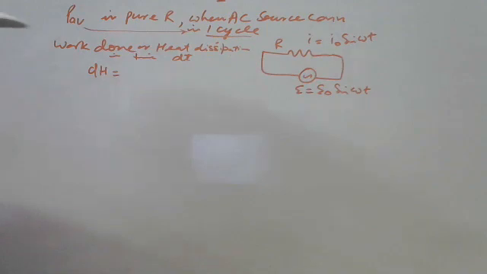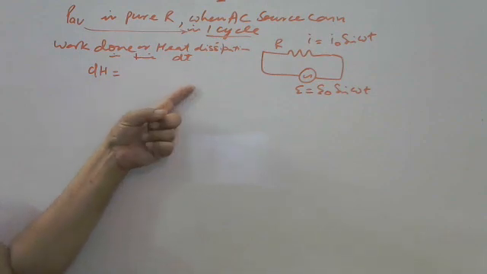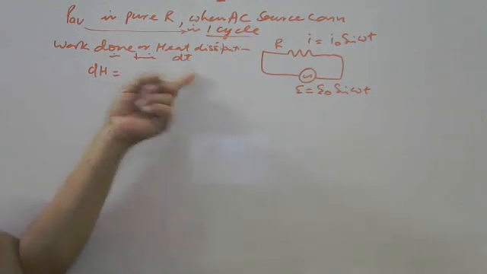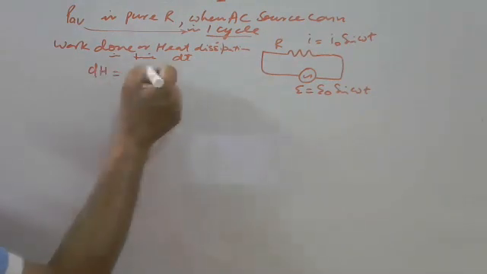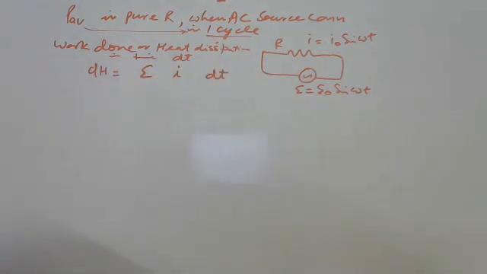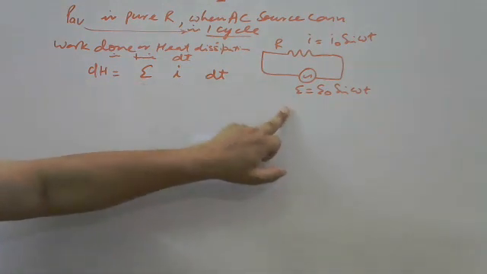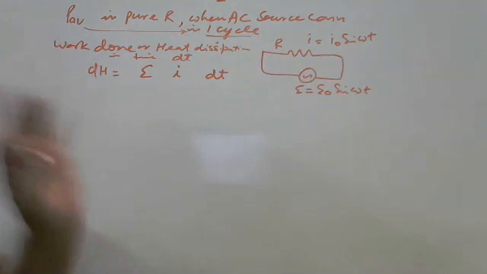So what is the energy associated with heat dissipation in a resistance if an AC source is connected, in a small time interval dt? We are not writing I square RT, we are writing EI dt. Got it now? Why are we taking EI? Because we want information about voltage and current, both.